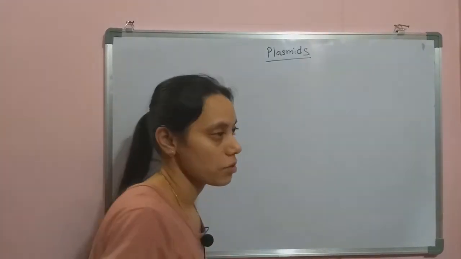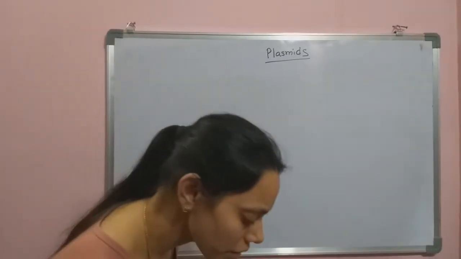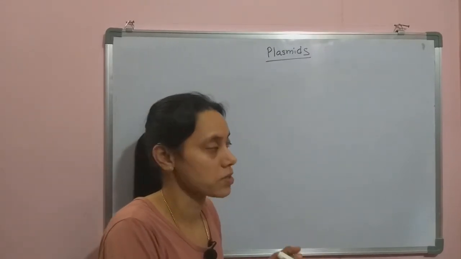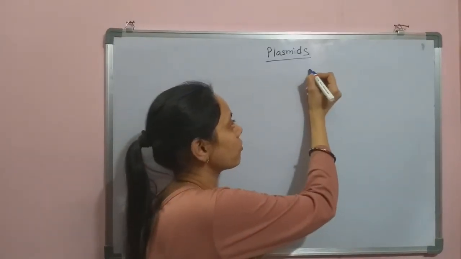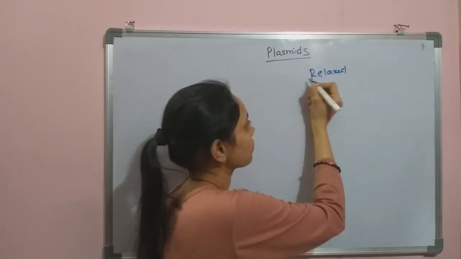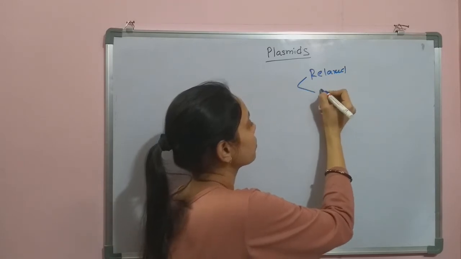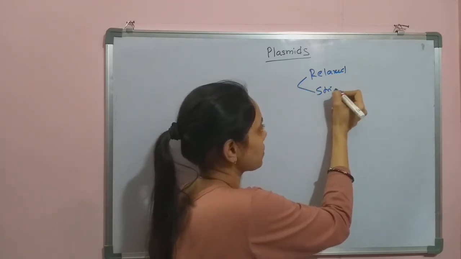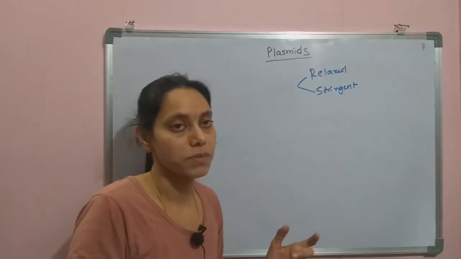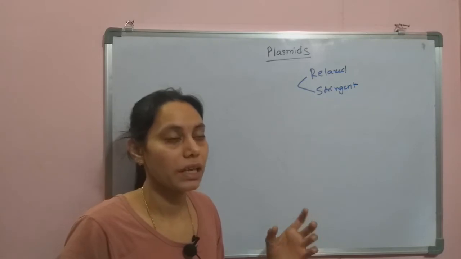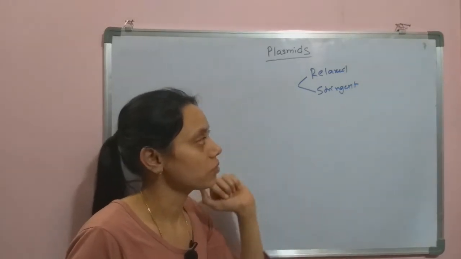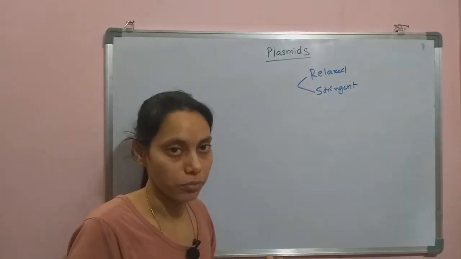Coming to the different types of plasmids, we can divide them based on their functions and based on the copy number. Based on the copy number, we can divide plasmids into two types: relaxed plasmids and stringent plasmids. Basically, relaxed plasmids have high copy number. They can replicate into a number of copies, but stringent plasmids have minimal copy number.